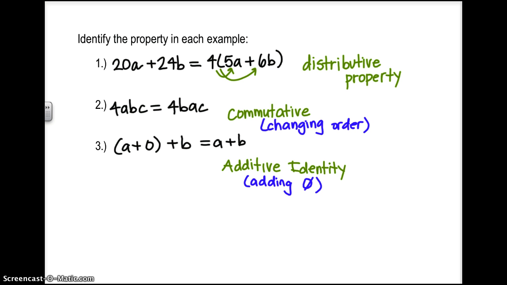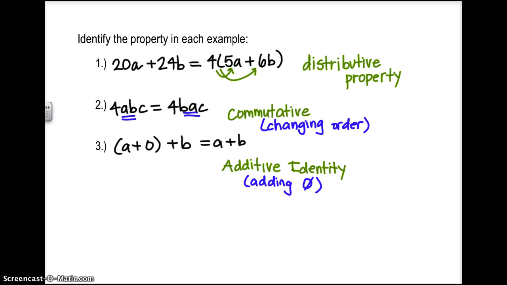Okay, check your work. Number 2 should have been the commutative property. You are changing the order. AB became BA. You switched their order. That is commutative. We said order does not matter. Changing the order does not change the answer. Okay, the third one, we are adding 0. Right? That adding of 0. 0 is the additive identity.